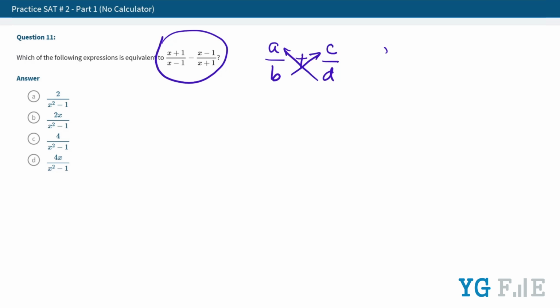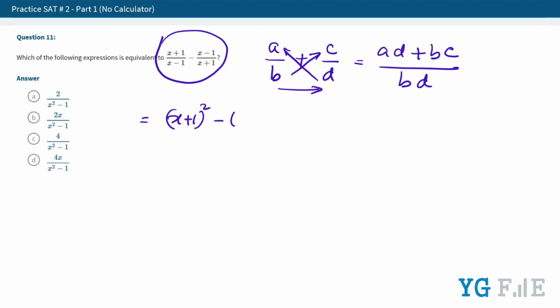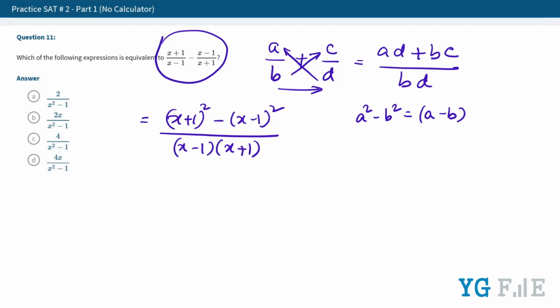So the numerator will be a times d plus b times c, and the denominator will be the product of the two denominators. So let us try to use this here, and see what we get. Here it is (x plus 1) whole square minus (x minus 1) whole square, and the denominator will be (x minus 1) times (x plus 1). Now there is a very famous identity in algebra, the a square minus b square identity, which is simply (a minus b) times (a plus b).